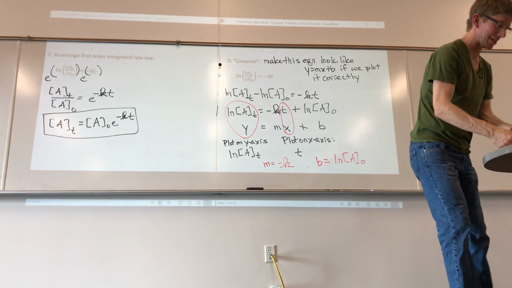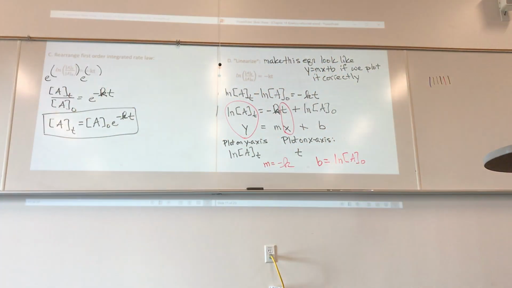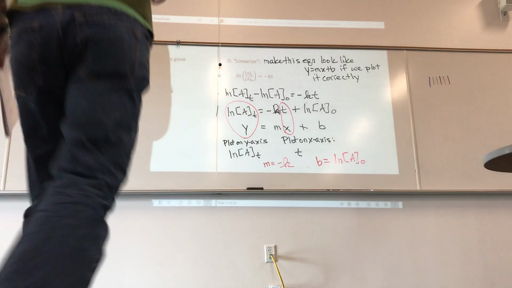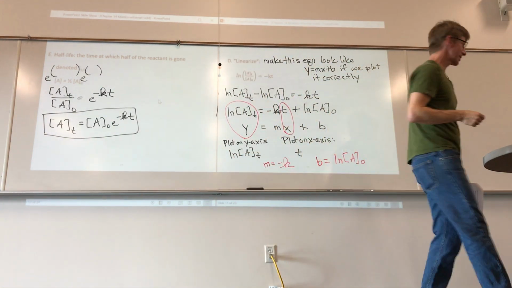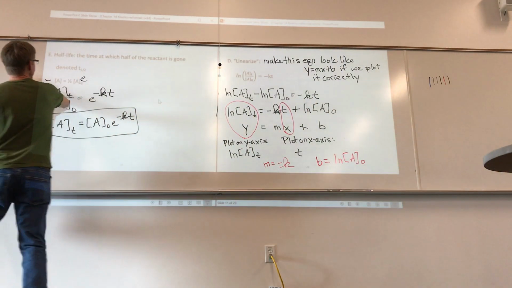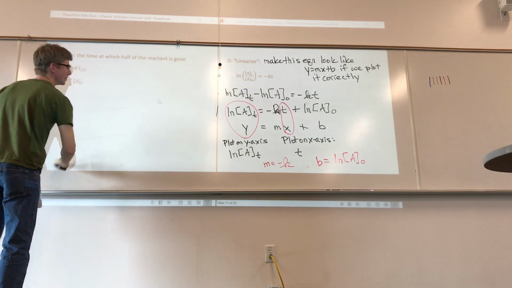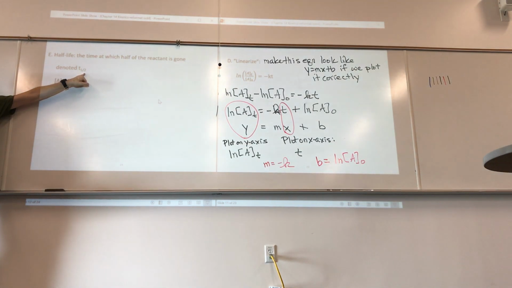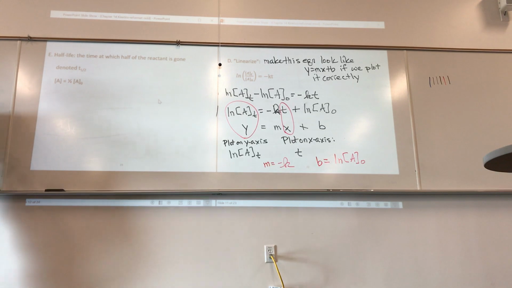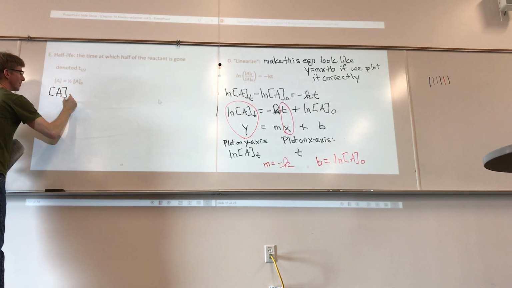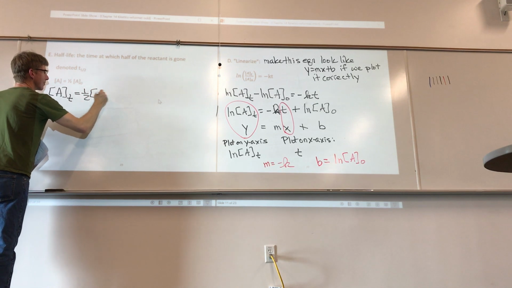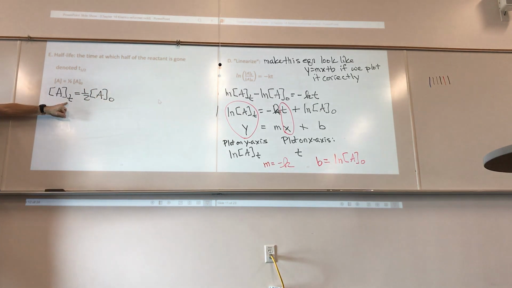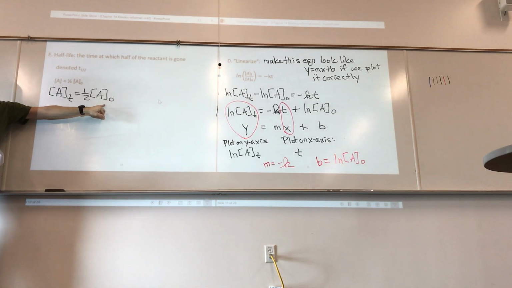All right, well, if I'm not mistaken, we have a couple more things to do. The half-life. Half-life, the time in which half of the reactant is gone. So denoted by T subscript half. And basically, I think this would be a better way to say it. When we sub into our equation for concentration of A at some time, we're going to sub in half of the initial concentration.